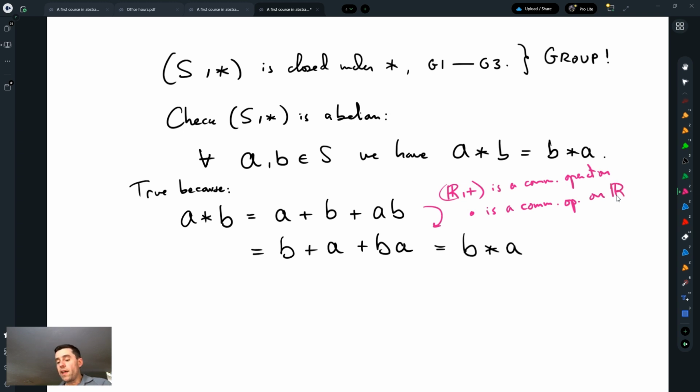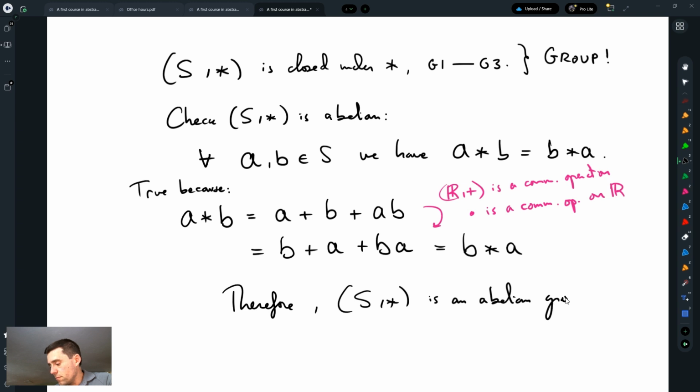So we get that A star B is B star A, and therefore S with star is an abelian group. And that's the end of our proof. Okay, so that's a full example of how to verify that something is a group, an abelian group in particular.